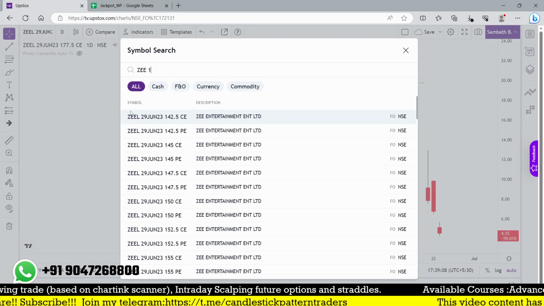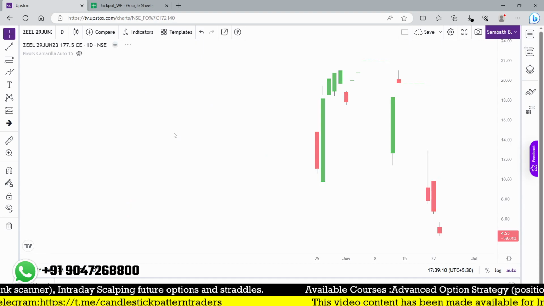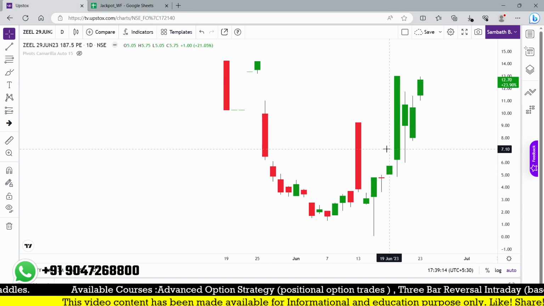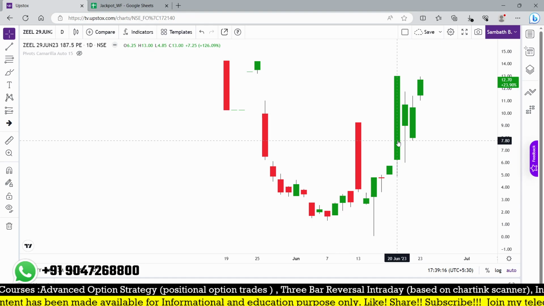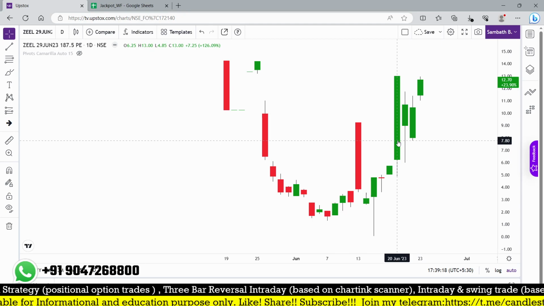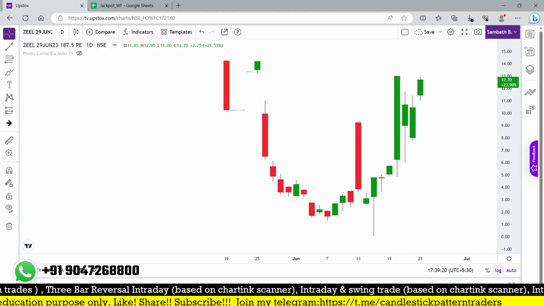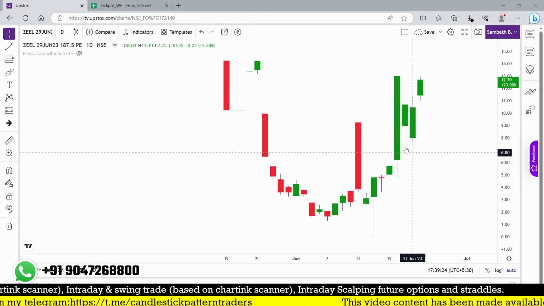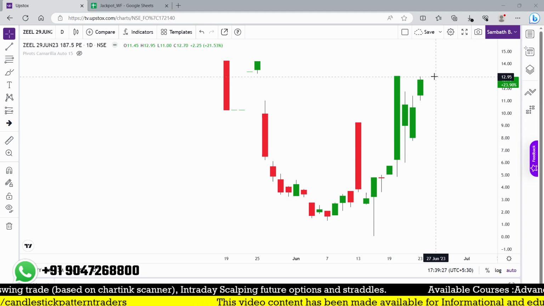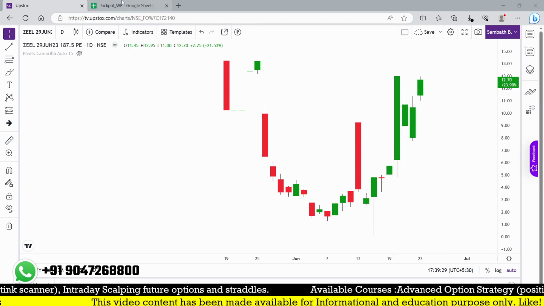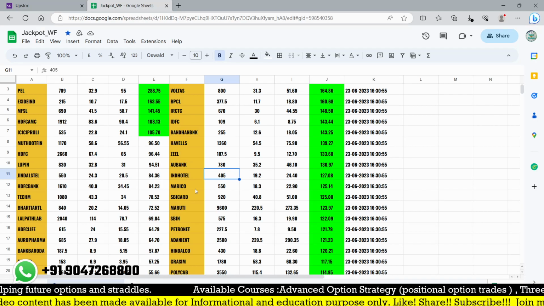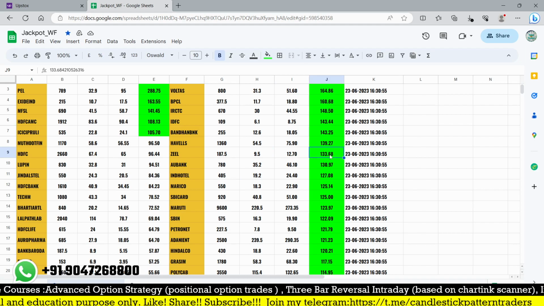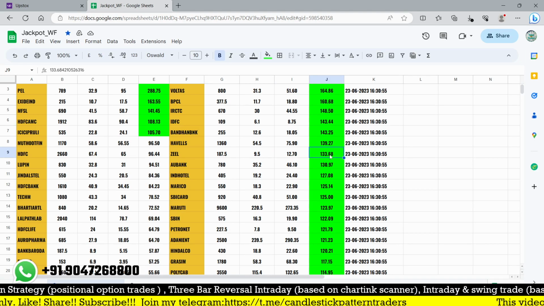Look at the Zee 187.5 put option. We are tracking it from about 9.5. This is a daily time frame, and 9.5 was triggered on the 20th of June. That means the trade got triggered on Tuesday, put side. After that, it went up from 9 to 13. The closing price now on Zee Entertainment is 12.7. That is around 33%, but it has not triggered our target on the weekly time frame.